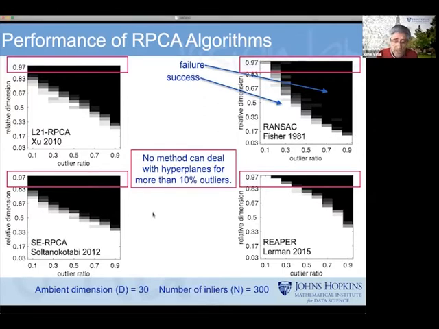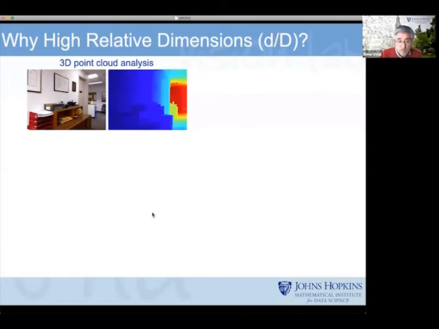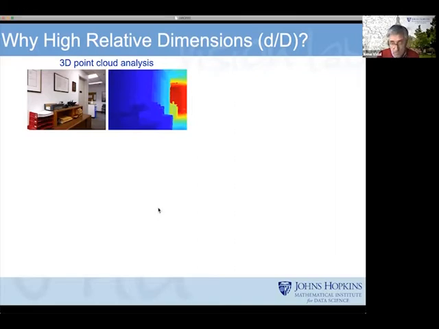Now, why do we care about those cases? Much of the theory typically assumes that subspaces are low dimensional. Well, there are many applications where this is not the case. Planes in R3 is one of them, and point cloud data is very commonly used in many applications today, particularly for robot navigation, when you need to detect planes as the robot navigates an environment.